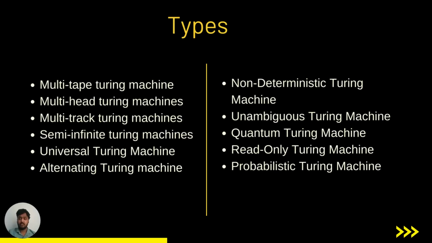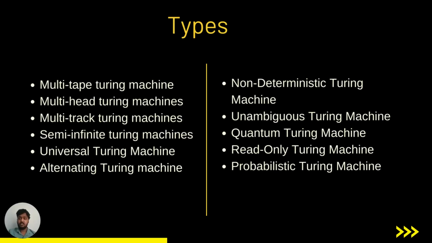Fourth one, semi-infinite Turing machines. Such machines have the left end limited by an end marker and an infinite right end. Fifth one, universal Turing machines. This is a type of Turing machine that simulates an arbitrary Turing machine on an arbitrary input.